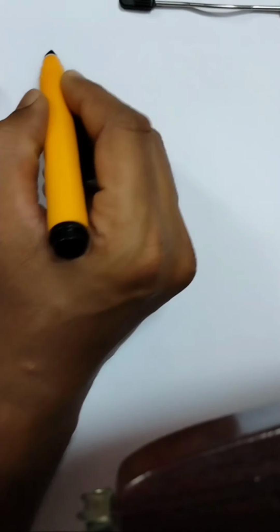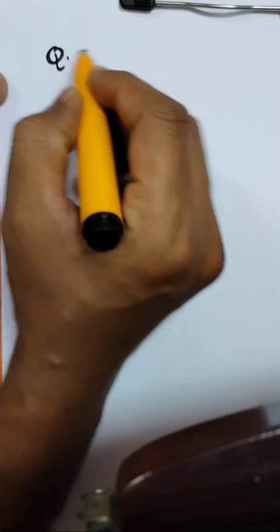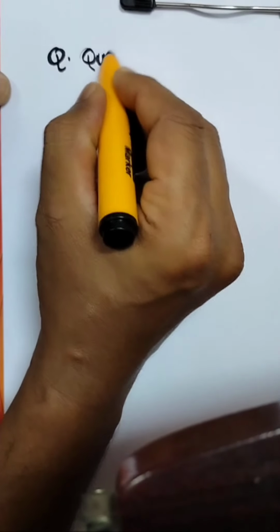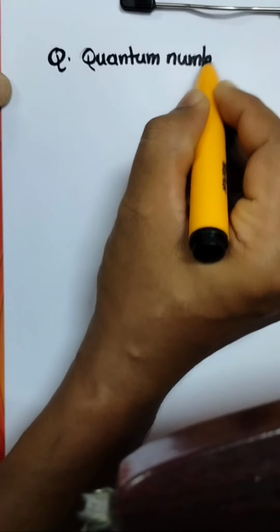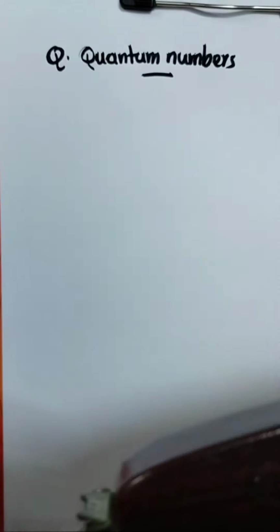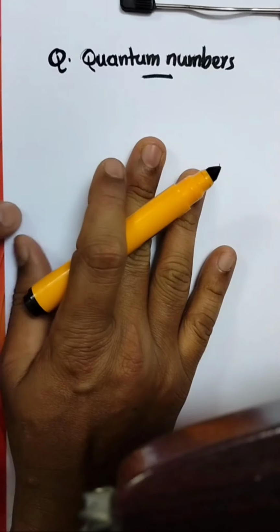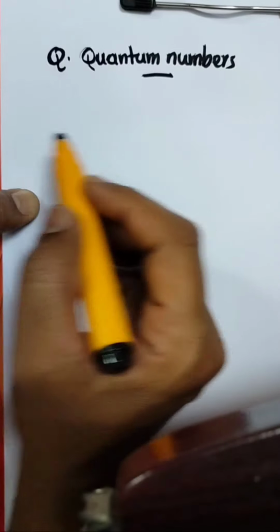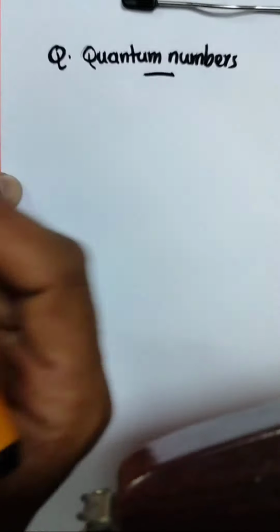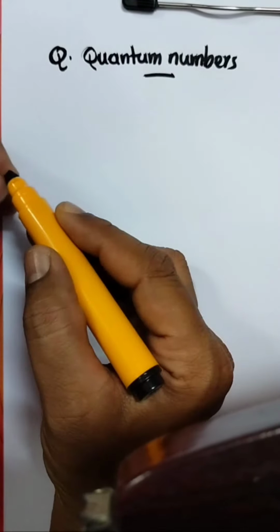Next question, quantum numbers. A set of numbers used for explaining the characters of orbitals and electrons in an atom. They are called quantum numbers.